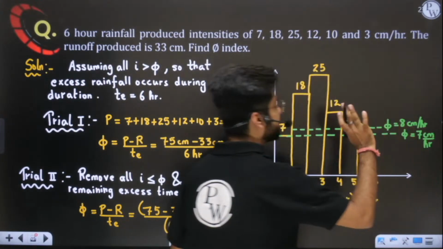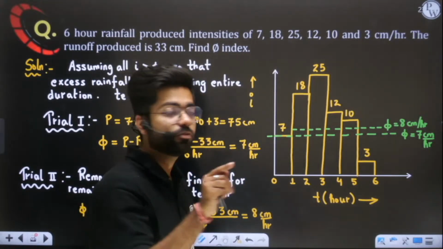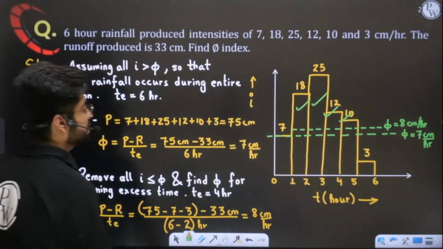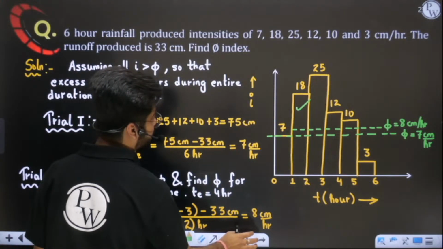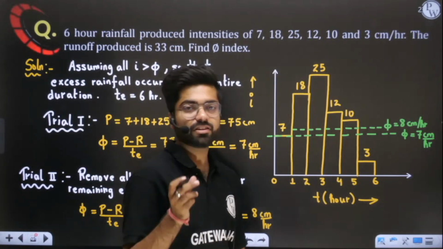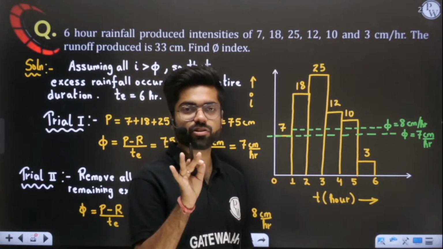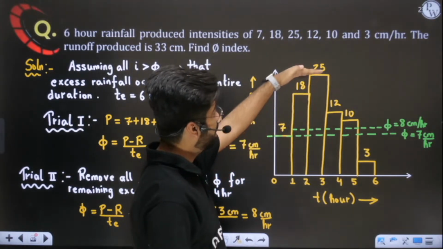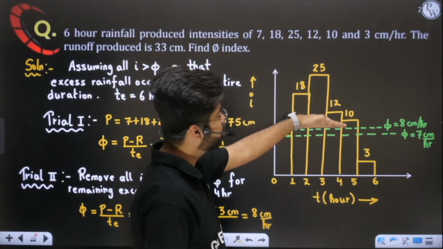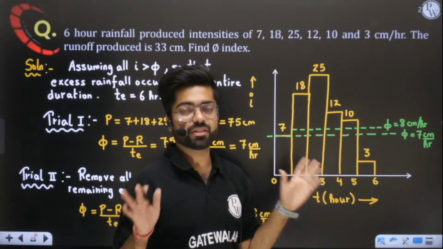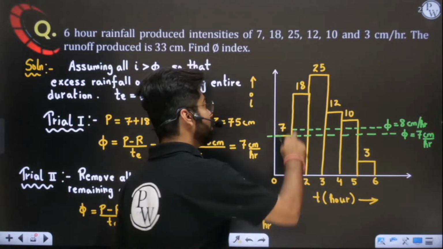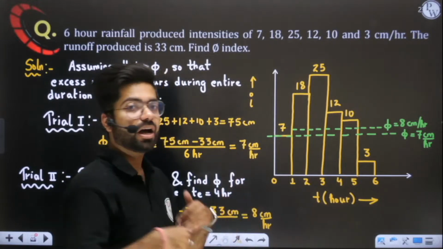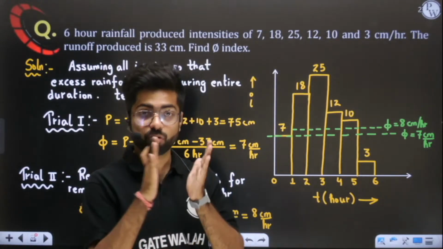Now again we have to check, but now you will check only for these remaining 4 hours. Tell me if in these remaining 4 hours excess rainfall is there or not. In the first hour, 18 is more than 8. 25 is more than 8. 12 is more than 8. 10 is more than 8. So no problem, sir. Now all the I values, the intensity of rainfall, are greater than the phi value.